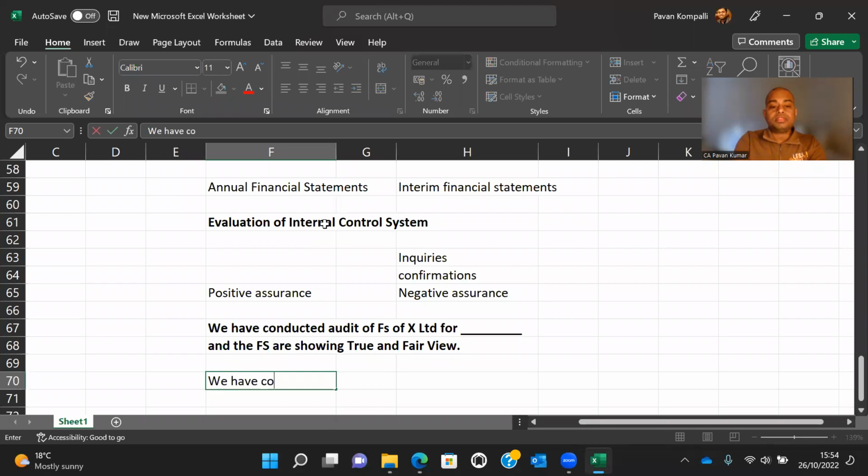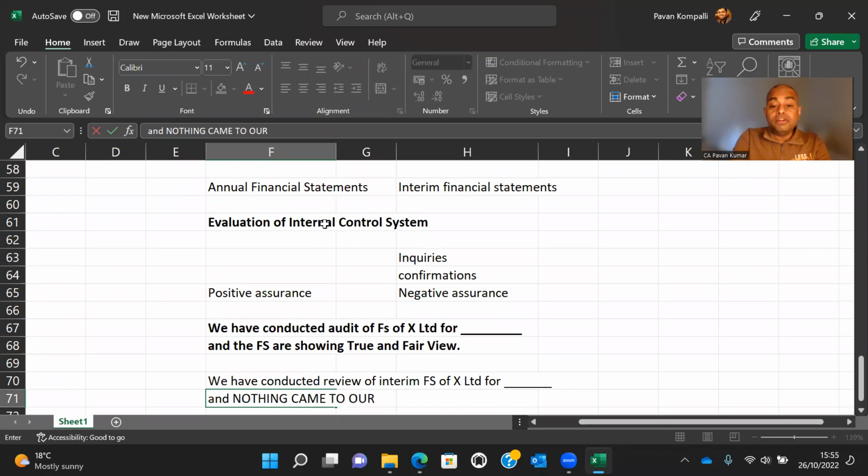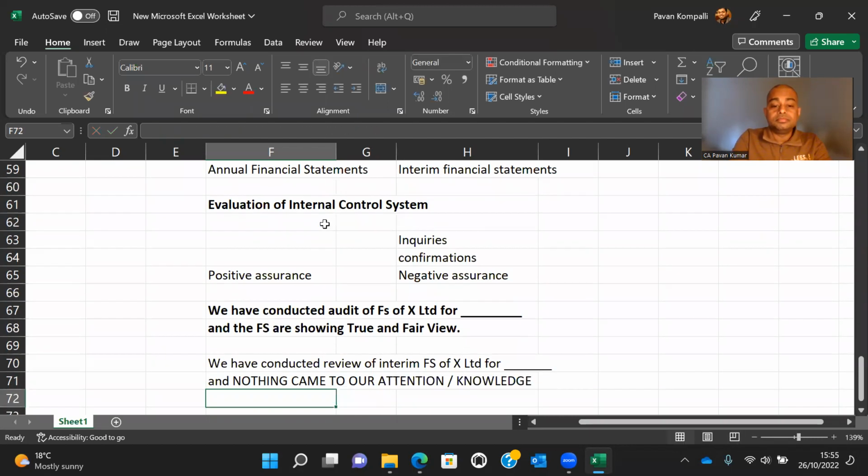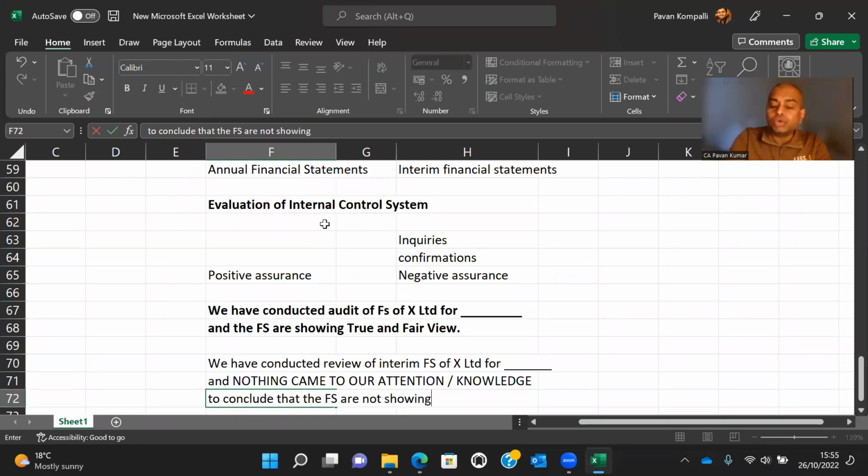Review. We have conducted a review of the interim financial statements of X Limited for the quarter ended, and nothing came to our attention or knowledge to conclude that the financial statements are not showing a true and fair view.